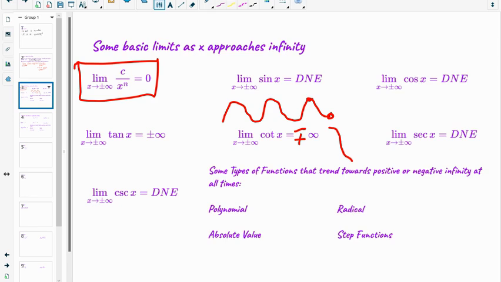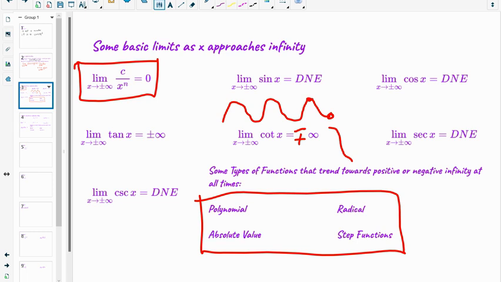Secant and cosecant, and really this goes for tangent and cotangent as well. Keep in mind we have constant asymptotes along those graphs. So you could just as easily say for tangent and cotangent, does not exist. Go ahead and write these ones down. These are functions that will approach positive or negative infinity at all times.